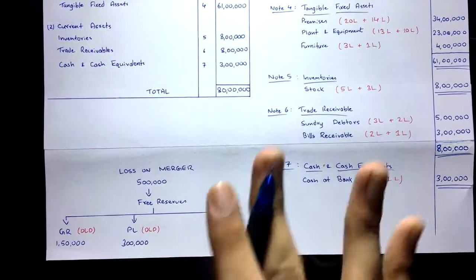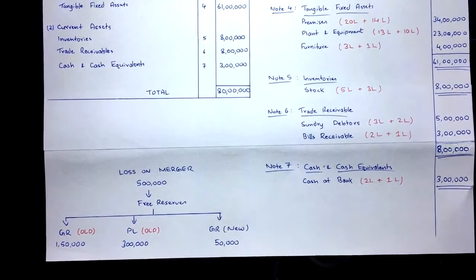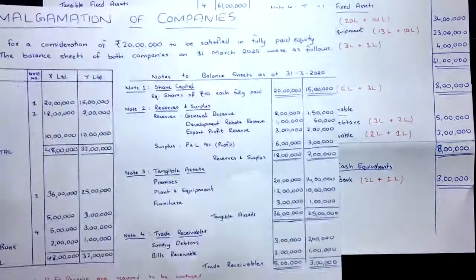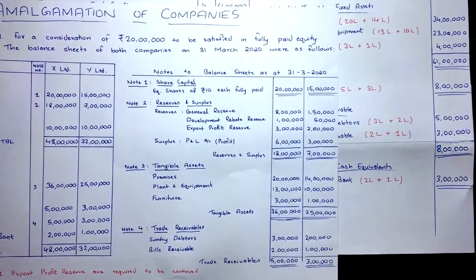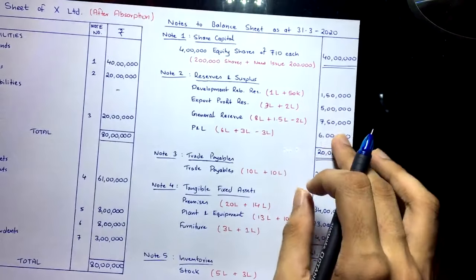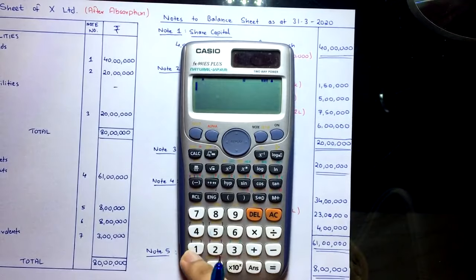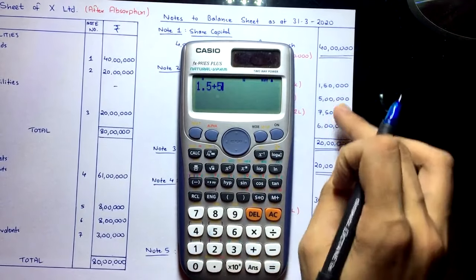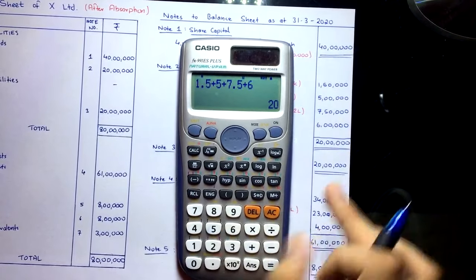Still not enough. You need 50,000 more. That 50,000 more has to come out of new company's GR, the transferee company, the X company's GR. General reserve. From 8 lakh, you took out 50,000. Simple. Then reserves and surplus done. So you have to add up all this. See here. 1.5 plus 5 plus 7.5 plus 6, that is equal to 20 lakh.